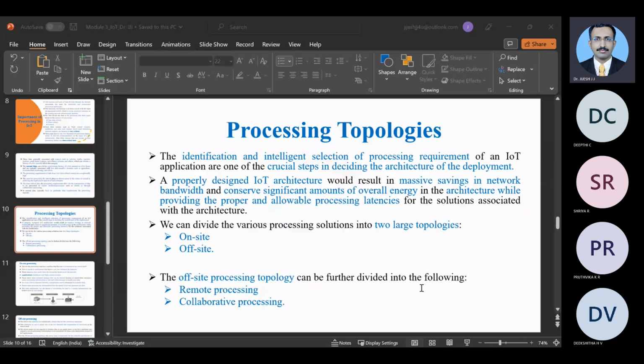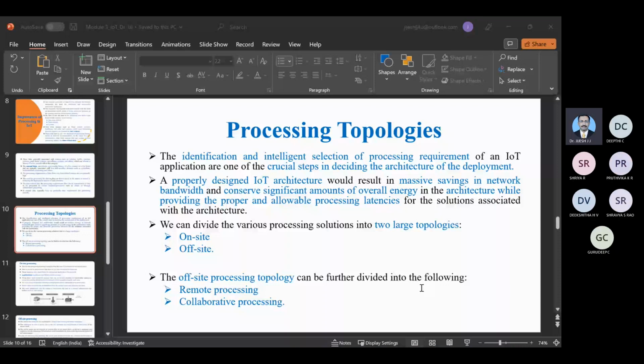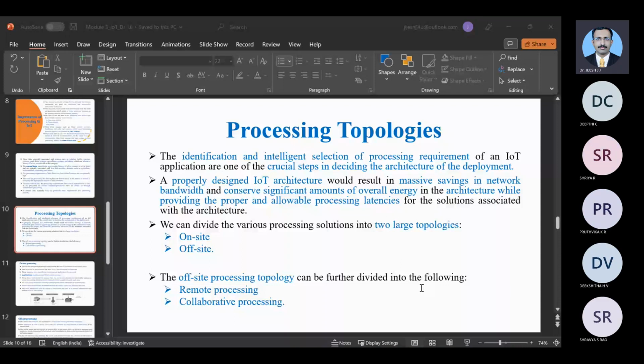Okay, so we can divide the various processing into two large categories, two large topologies. The first one is on-site, and the other one is off-site. Off-site processing topology can be further classified as remote processing as well as collaborative processing.